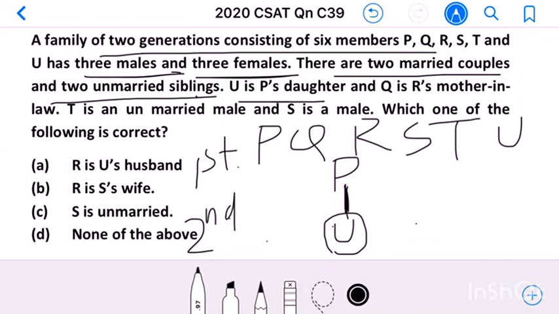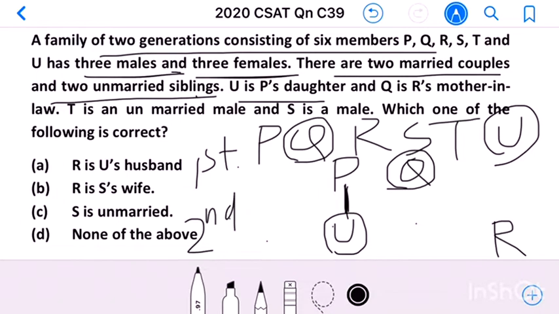Then Q is R's mother-in-law. That means Q is in the first generation. She is a female member, so encircle it. Then R is in the second generation. So here Q is a female member, U also a female member. Then T is an unmarried male, and S is a male. I am marking S as a male in a square.